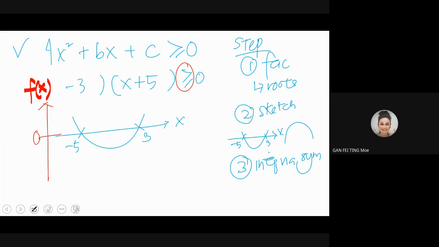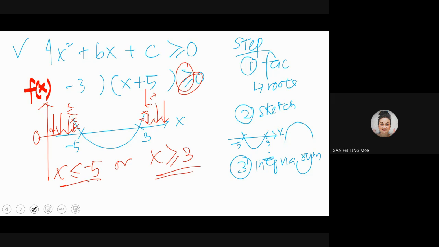Greater means that it's the values up here that I'm going to take. These are the values of x that I'm going to take. So my x should be less or equal. Why equal? Because there is an equal sign. X less or equal to negative 5, or x greater or equal to 3.